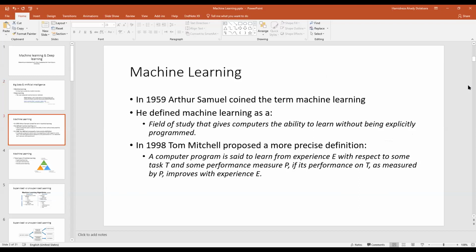The term machine learning was coined in 1959 by Arthur Samuel. He defined machine learning as a field of study that gives computers the ability to learn without being explicitly programmed. Tom Mitchell in 1998 had a more precise definition: a computer program is said to learn from experience E with respect to some task T and some performance measure P if its performance on T, as measured by P, improves with experience E. It's a little complicated definition, but in the end, you need to use some algorithms to get some insights from your data.